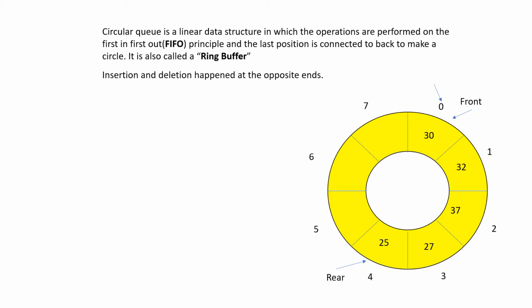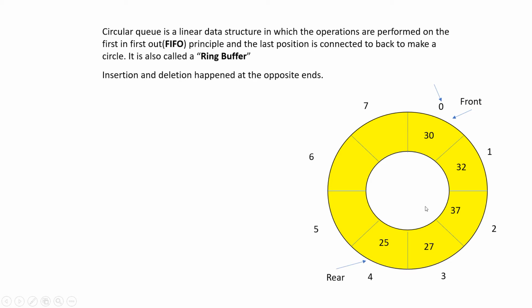Circular queue is a linear data structure in which the operations are performed on the first in first out principle. This is the same principle on which the normal queue also works, and the last position is connected back to the first to make a circle. In the previous queue data structure, the queue was in the linear format, like it was in the form of a straight line, but as the name suggests, it's a circular queue. So in this case, the rear end is connected to the front to make it a circle. It is also called a ring buffer.